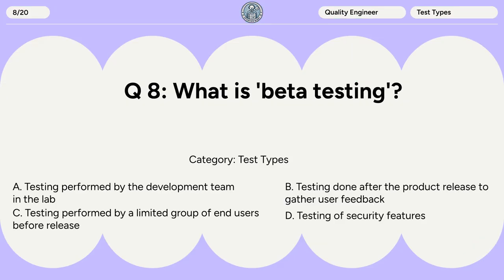Question 8. What is beta testing? A. Testing performed by the development team in the lab. B. Testing done after the product release to gather user feedback. C. Testing performed by a limited group of end users before release. D. Testing of security features.